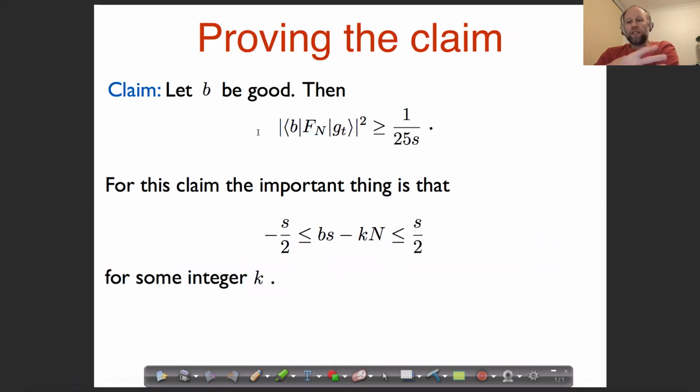Okay, good. Now for this claim, the important thing is that there's an integer k such that b times s is close to k times n. For this claim, it's no longer important that k is relatively prime to s. So this is the only fact that we're going to use about b for this claim.